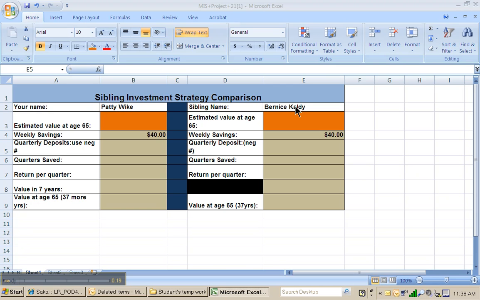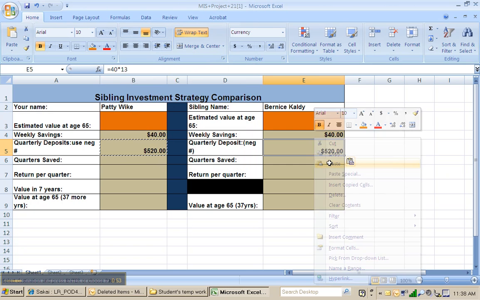My sister's going to start later at age 28 and save for 37 years, $40 a week, compounded quarterly. And so the quarterly deposits here, I already put down the 40, weekly savings, $40. And the quarterly deposit would be equal to 40 times 13. And let me make that currency. And I'm going to copy that over to here because it's going to be the same.